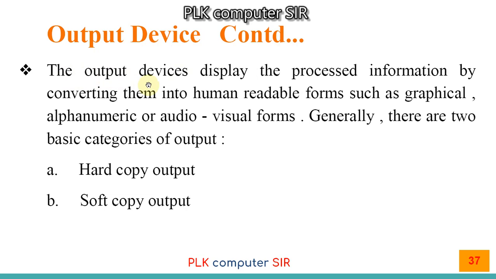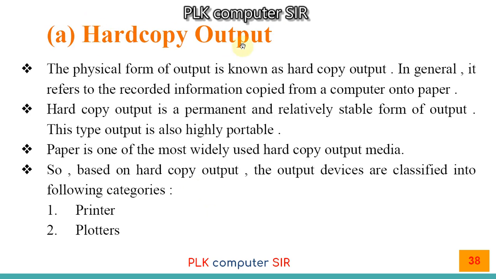Output device continued. The output device displays the processed information by converting it into human readable forms such as graphical, alphanumeric, or audiovisual forms. Generally there are two basic categories of output. Number A, hard copy output. Number B, soft copy output. So these are the two output categories.